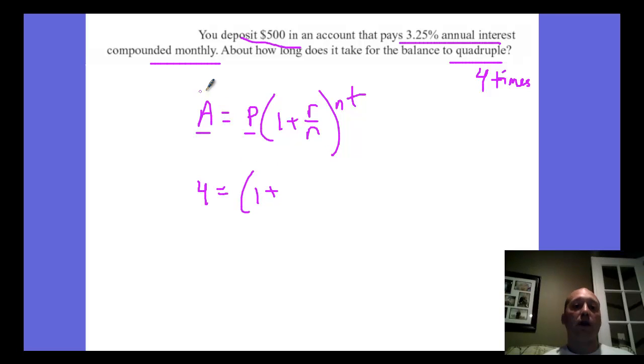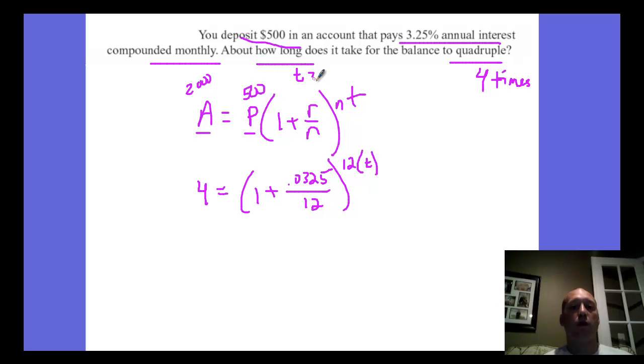You could plug in 500. If I quadruple that, 5 times 4, we have 2,000 here. Then divide, and you'll still get the same value, 4. And so when you plug in our r value, 0.0325, compounded monthly, so that's 12 times in a year, we then do not know our time. That's what we're trying to solve for. How long? t, we don't know that. So let's solve for that.